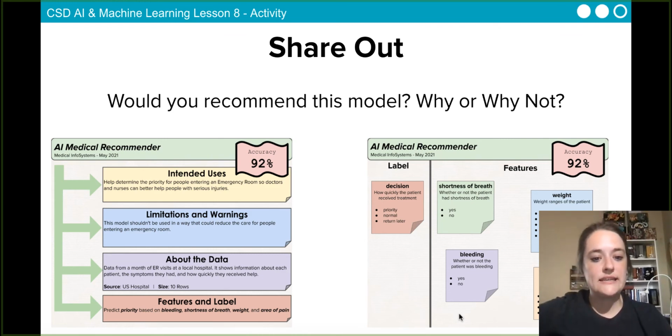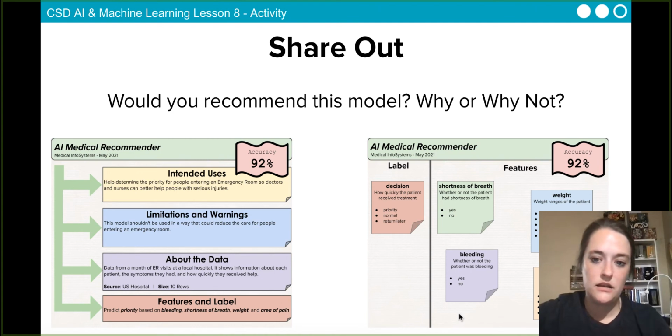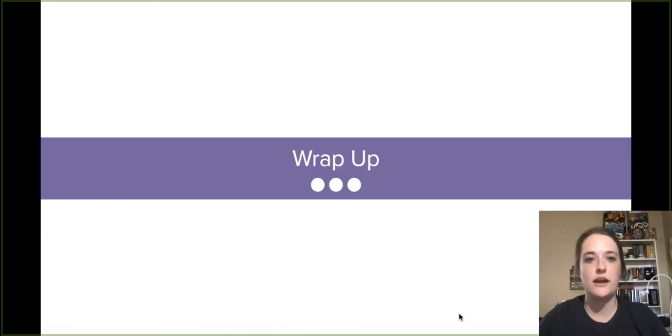The source is a U.S. hospital. The size of the data is 10 rows. It is going to recommend with 92-ish% accuracy based on those features. So, which of these would you recommend? Which would you not recommend? Pause the video here so you can complete the activity guide.